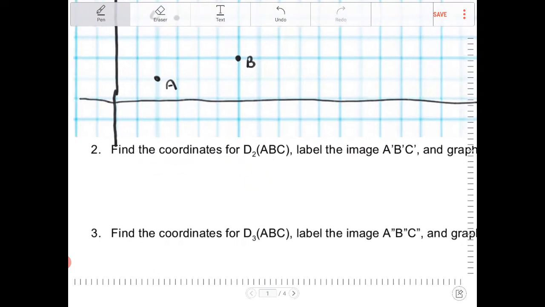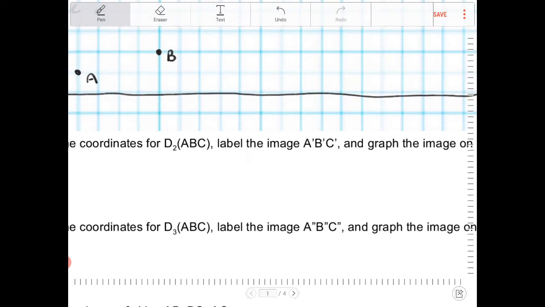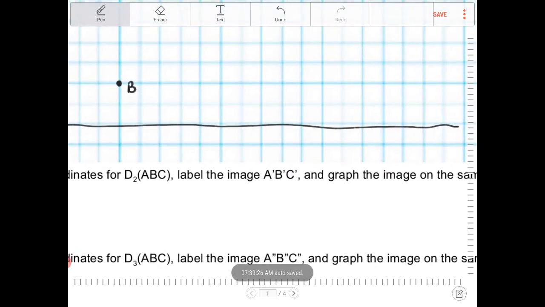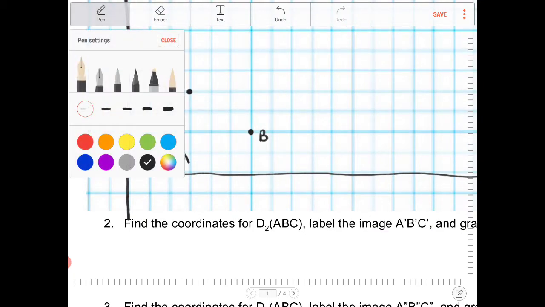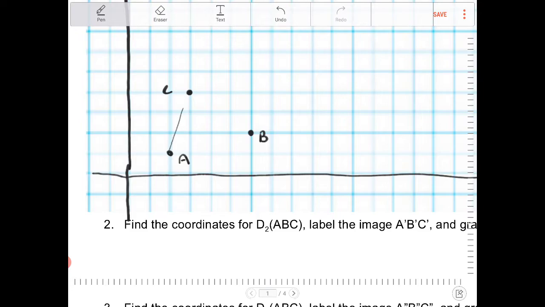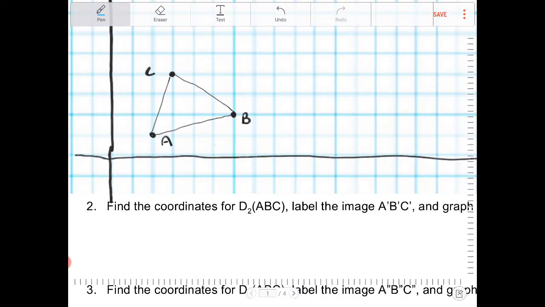The question here says to find the coordinates for triangle ABC after a dilation of 2. Label it as A prime, B prime, C prime. All right, let's do that. So I will draw the original as a black triangle, and then with the subsequent dilations, I want to change colors. So a dilation of 2, I want to use a blue. So we'll end up here. This is going to be A prime.